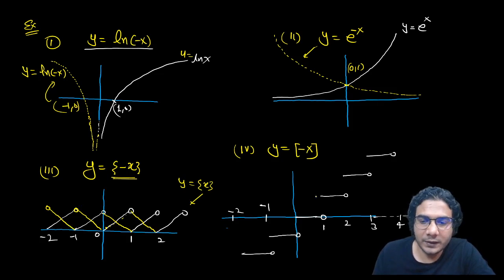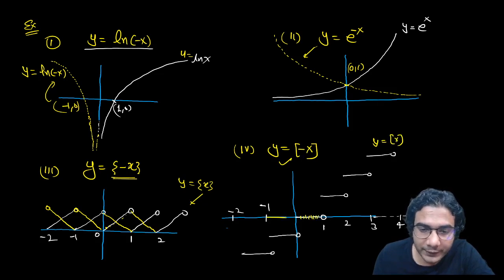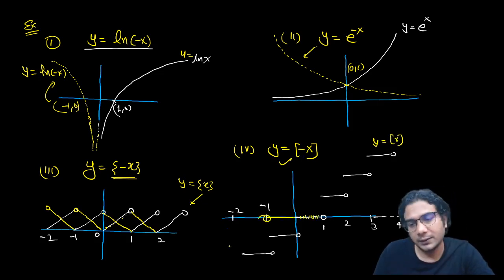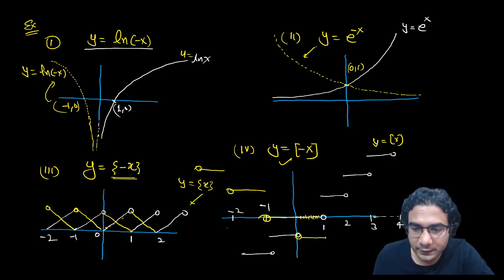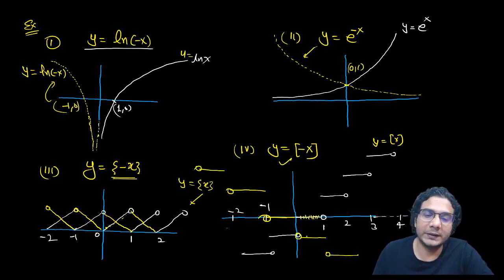Now this is the graph of y is equal to the greatest integer of x. We need to plot the graph of y is equal to the greatest integer of minus x. So first take the reflection of this part. The reflection of this part is minus 1 to 0. Then this will be minus 2 to minus 1. Then like this, and like this. Got it? This is the reflection. So this is the graph of y is equal to the greatest integer of minus x. I hope you have got it.